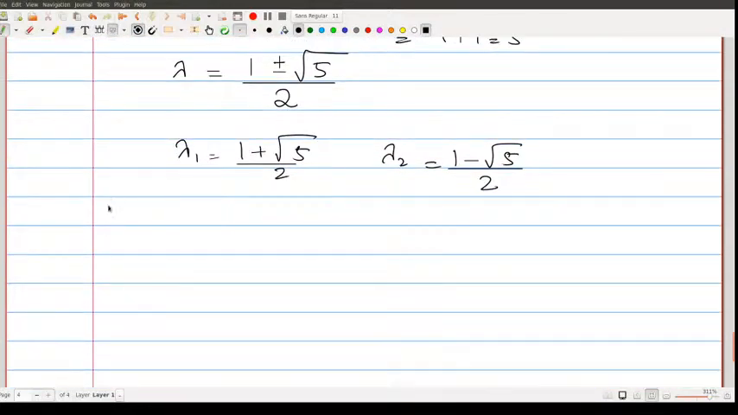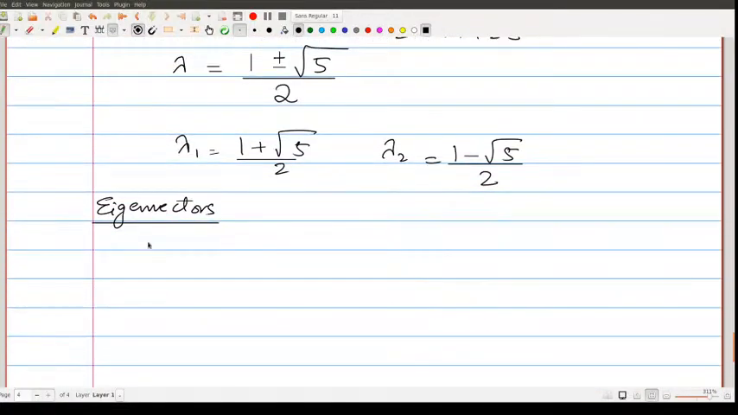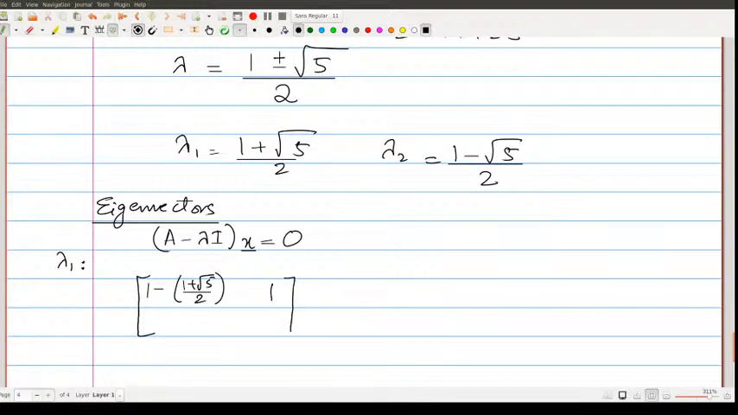Now we find the eigenvectors associated with it. What we have to do now is solve A minus lambda I times x equals 0. So we have to find the null space of this matrix. Let's do it for lambda 1 first, which is (1 plus square root 5) over 2. This is turning slightly ugly, but let's just power through this.